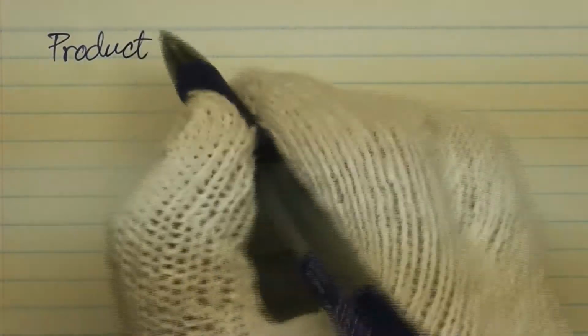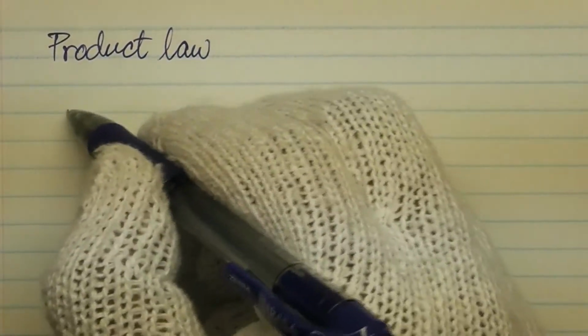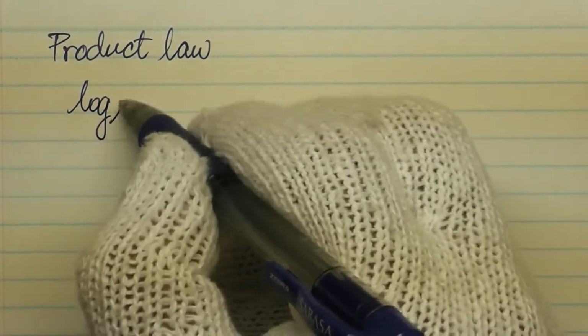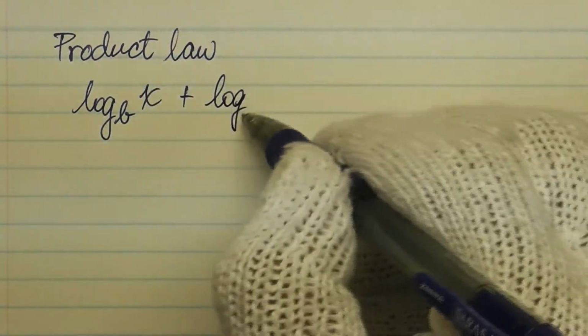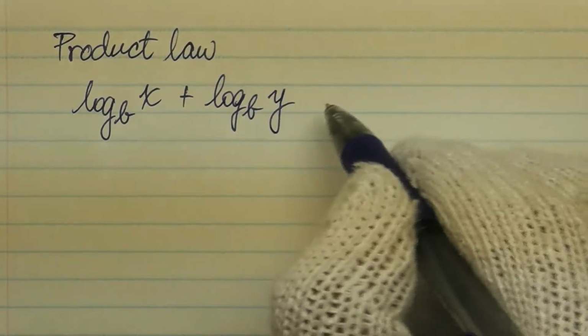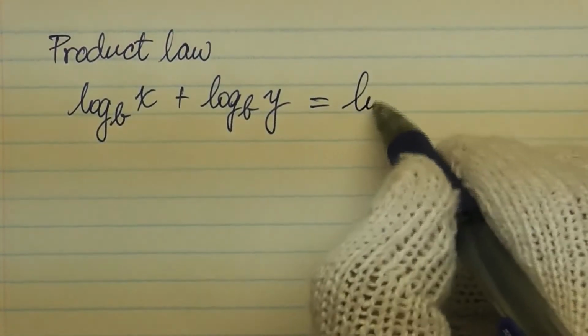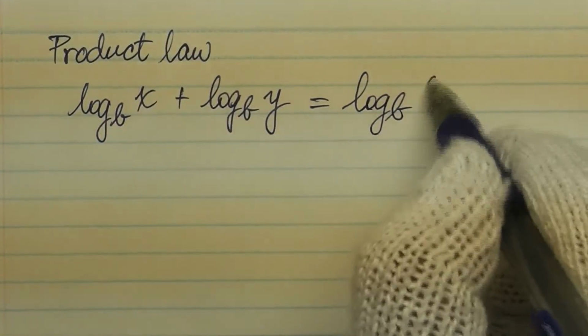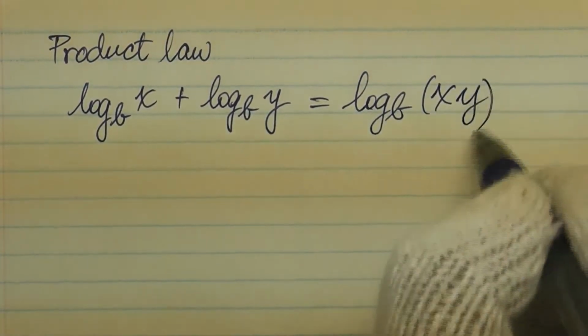There's two laws that we have to talk about besides the power law. The product law tells us that the log base b of x plus the log base b of y is equal to the log base b of xy.